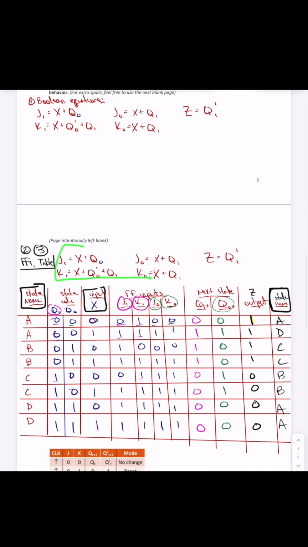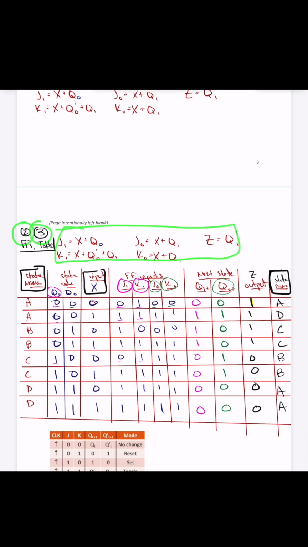Once you have the Boolean equations, you can do the other steps here, which was picking your flip-flops and creating the transition table here.